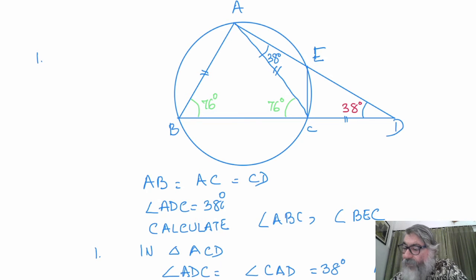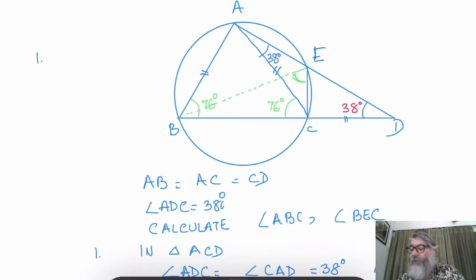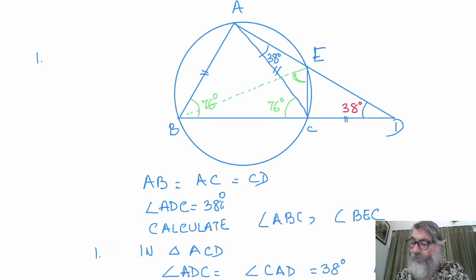BEC. He wants you to calculate angle BEC. So let me join B to E. He wants you to calculate this angle BEC. So let me calculate first of all angle BAC, which I can easily calculate because I know two angles of the triangle as 76 and 76. So I can calculate 180 minus (76 plus 76). So let us see BAC.